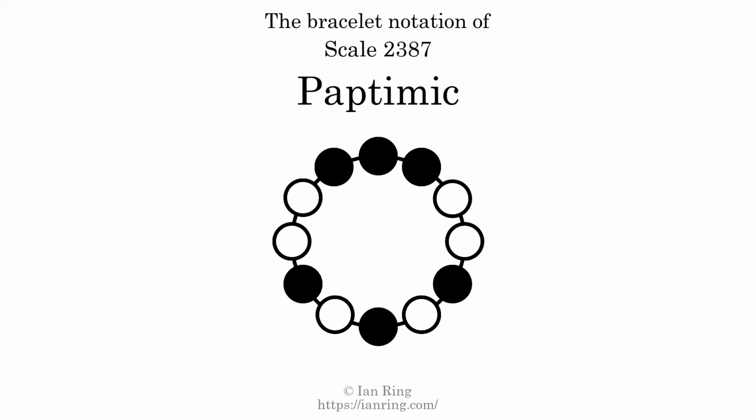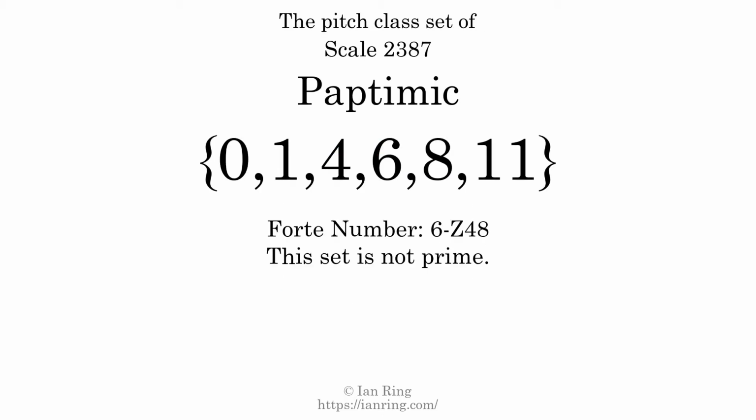This is a bracelet notation diagram of scale 2387. The shaded circles represent tones that appear in the scale, and they are read clockwise, starting at the top. The pitch class set for this scale is 0, 1, 4, 6, 8, 11. The forte class is 6Z48. This set is not prime.